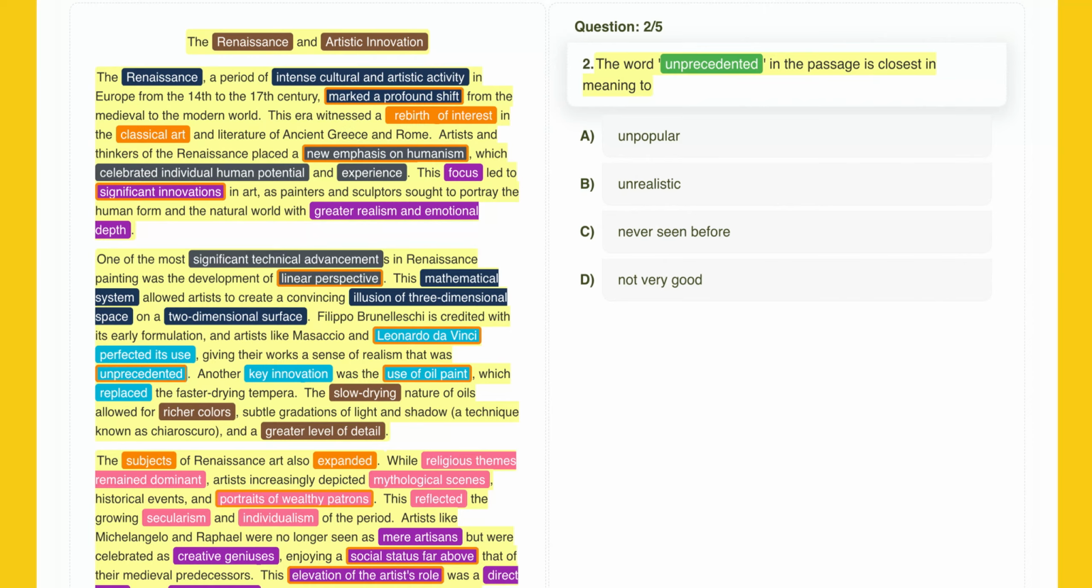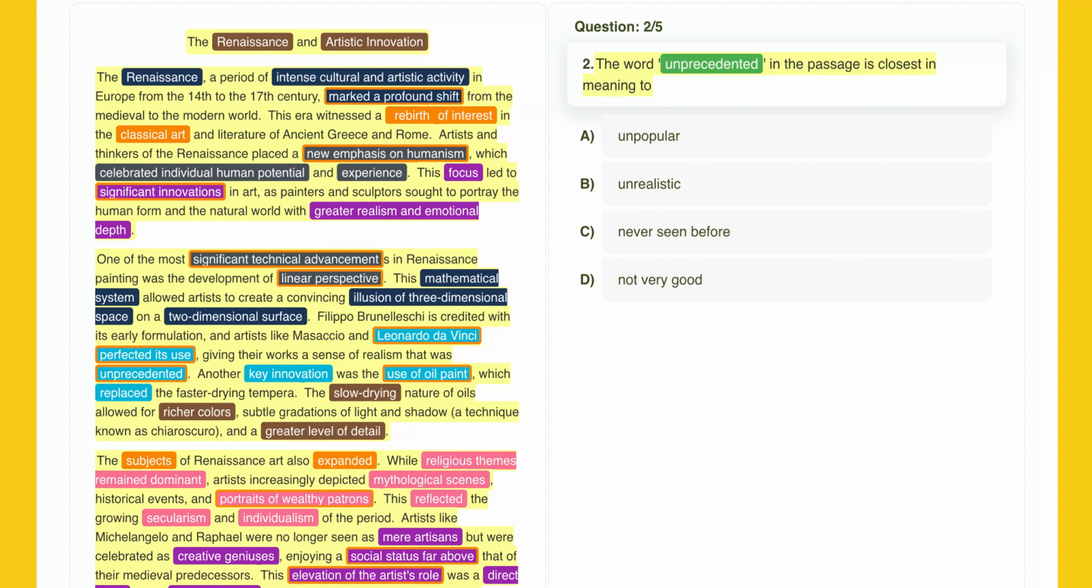In the passage, the author is describing the realism achieved by artists like Leonardo da Vinci. Since these were technical advancements, we can guess the word refers to something new and superior to the past. A practical tip: replace the word in the sentence with your choice. If the sentence still makes sense and keeps its original meaning, you've likely found the right answer.